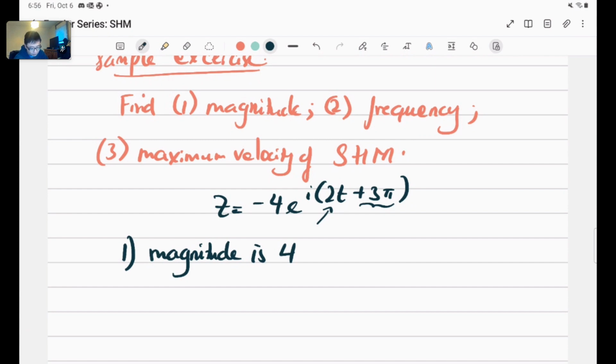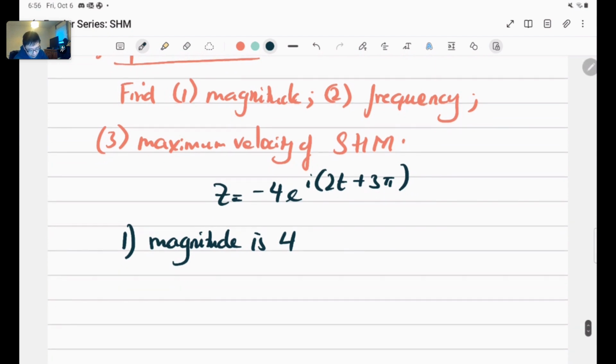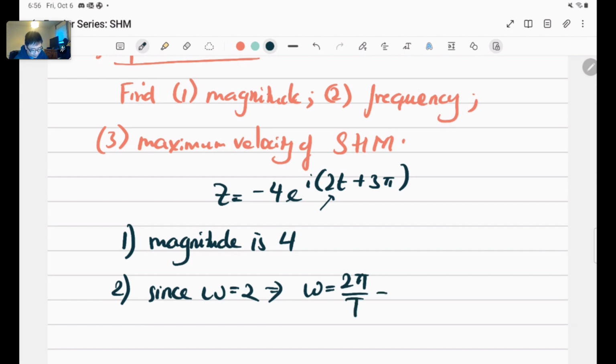So this is going to be your omega for sure. Since omega is equal to 2, remember omega is 2 pi over T, right?